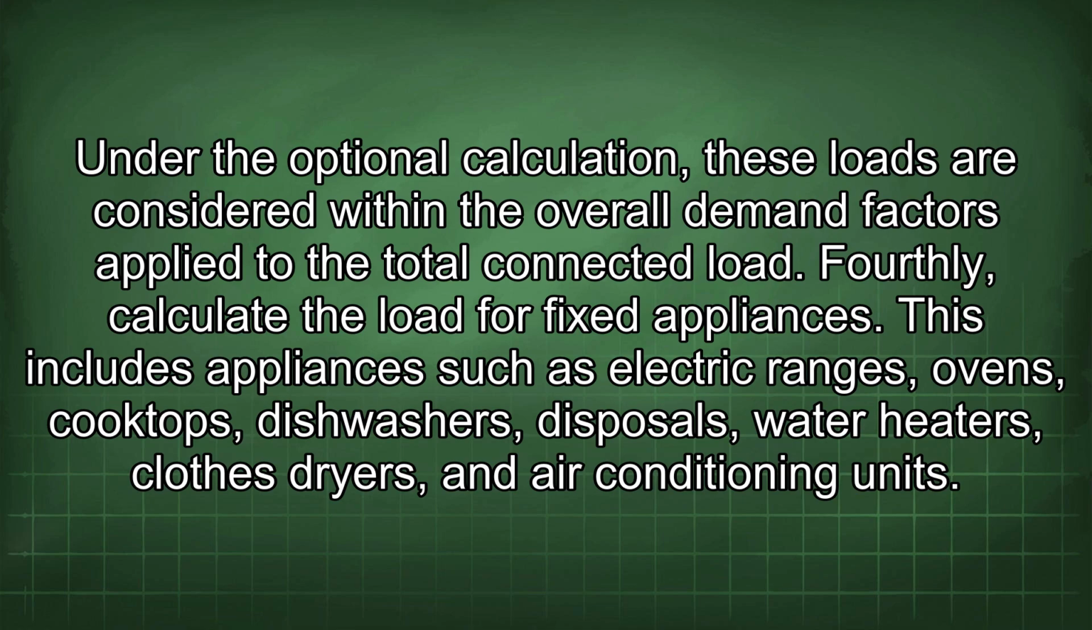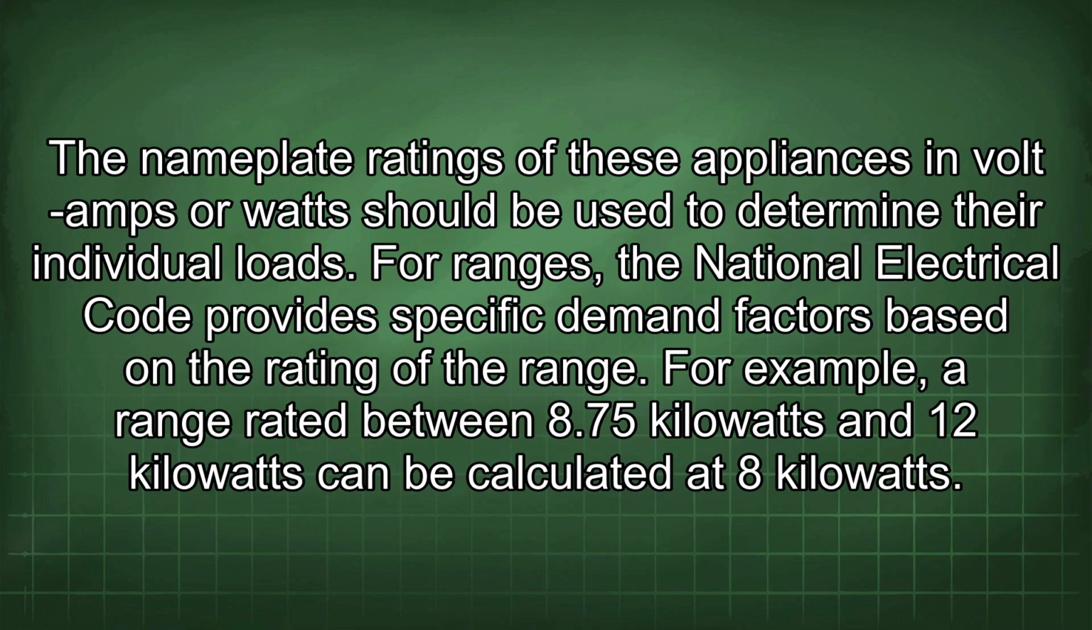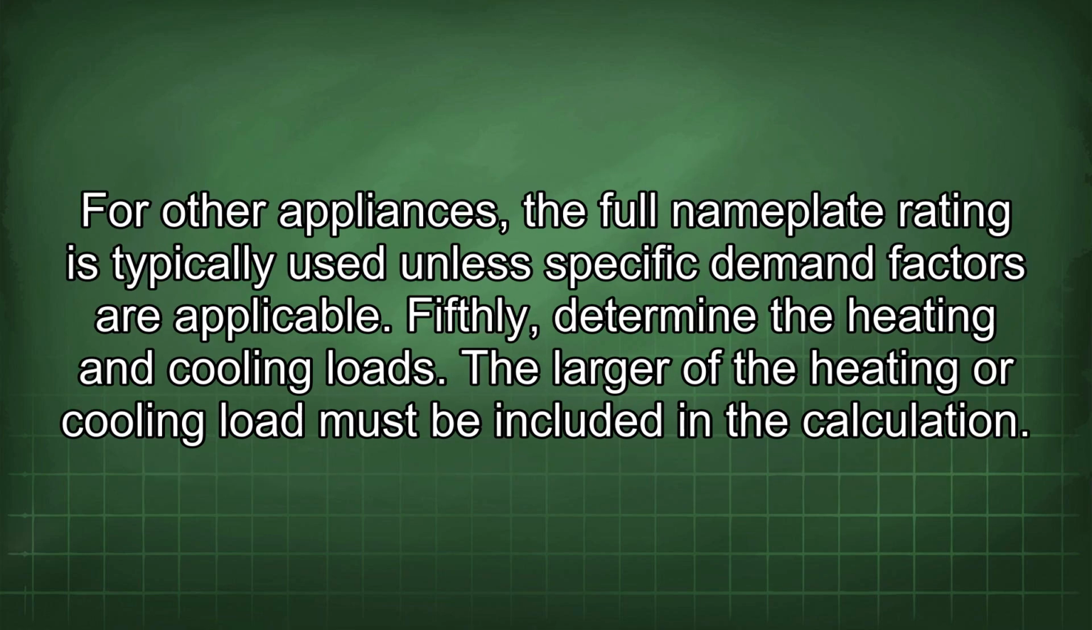Fourthly, calculate the load for fixed appliances. This includes appliances such as electric ranges, ovens, cooktops, dishwashers, disposals, water heaters, clothes dryers, and air conditioning units. The nameplate ratings of these appliances in volt-amps or watts should be used to determine their individual loads. For ranges, the National Electrical Code provides specific demand factors based on the rating of the range. For example, a range rated between 8.75 kilowatts and 12 kilowatts can be calculated at 8 kilowatts. For other appliances, the full nameplate rating is typically used unless specific demand factors are applicable.